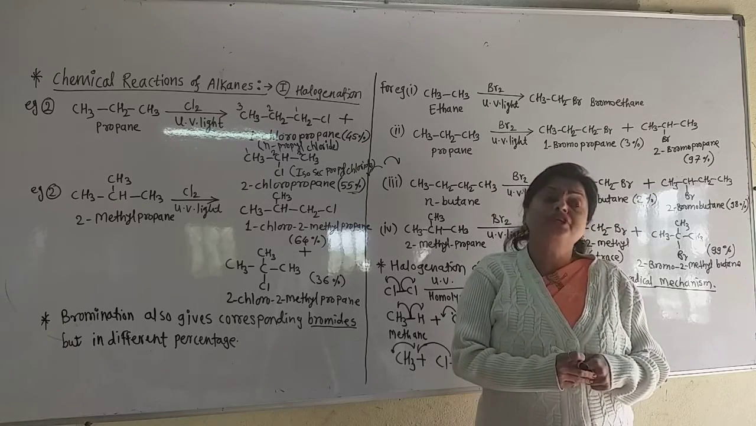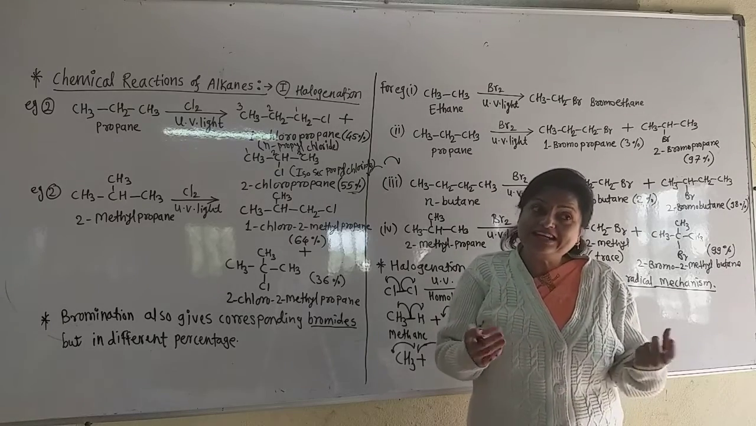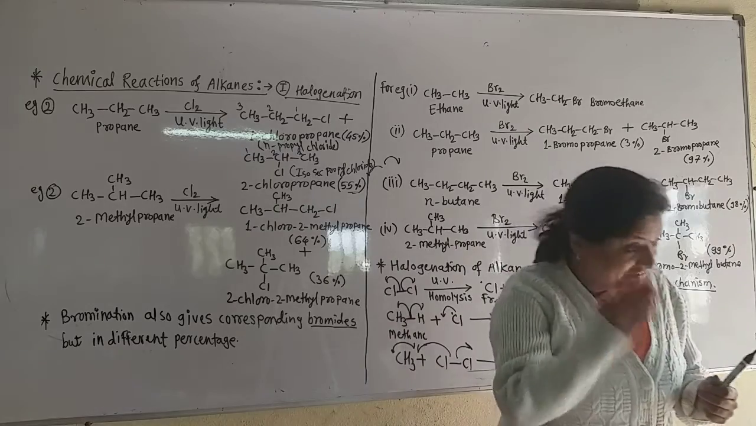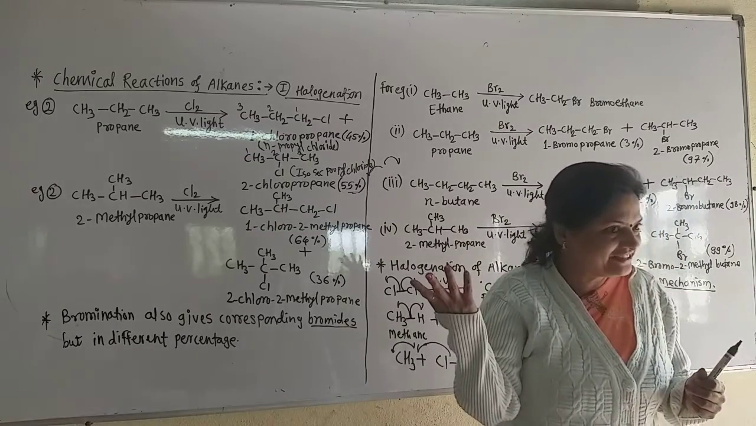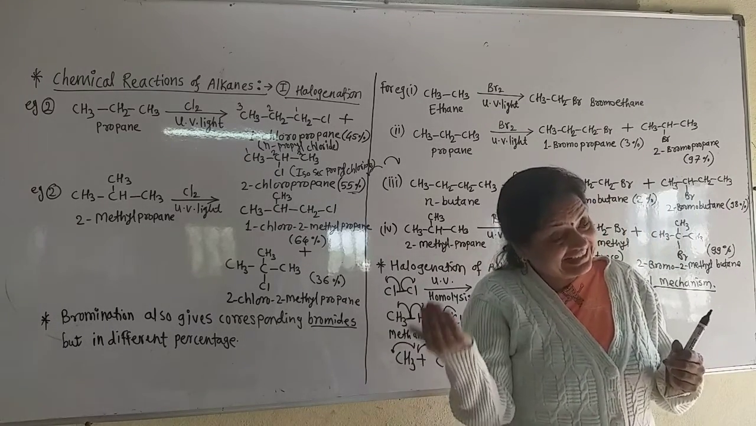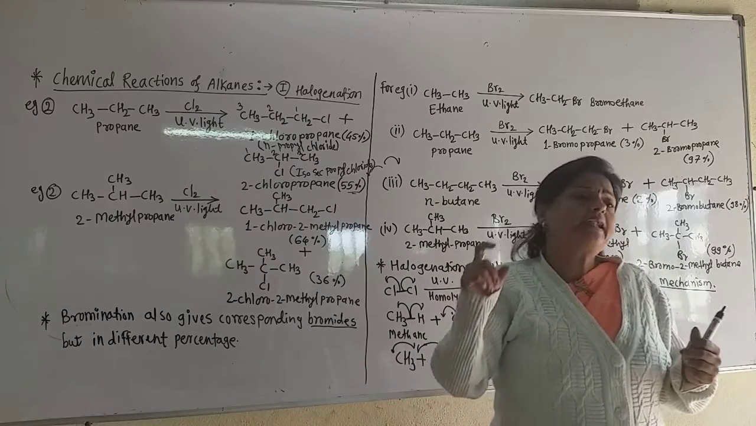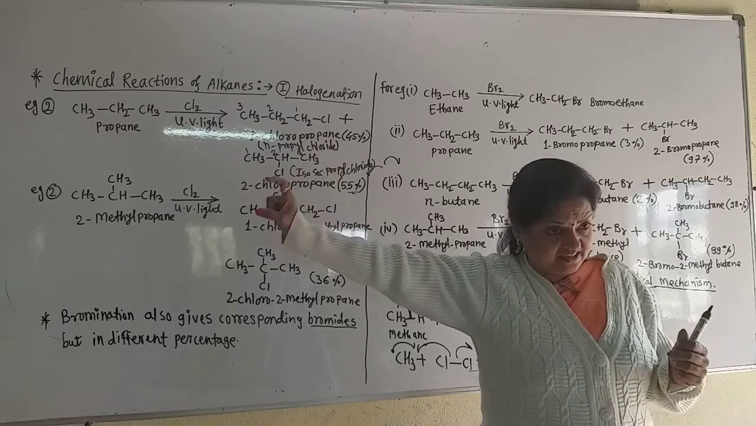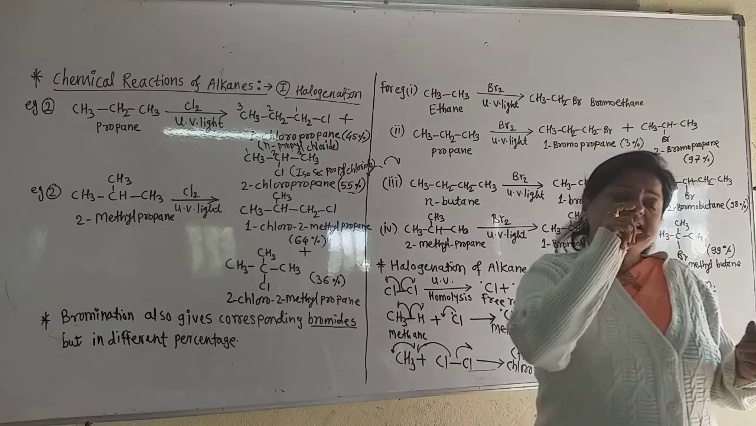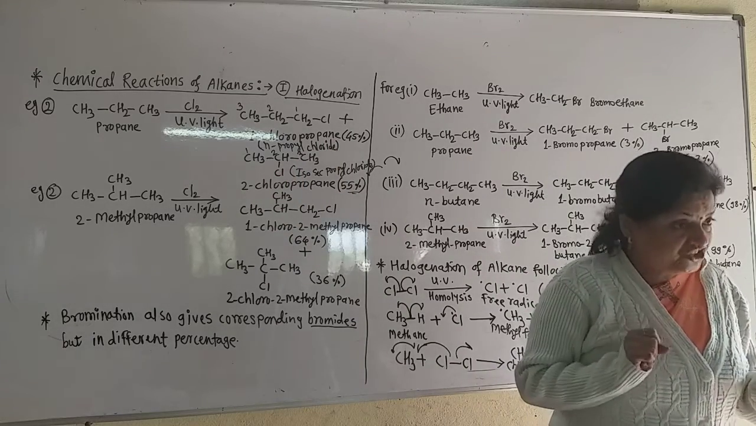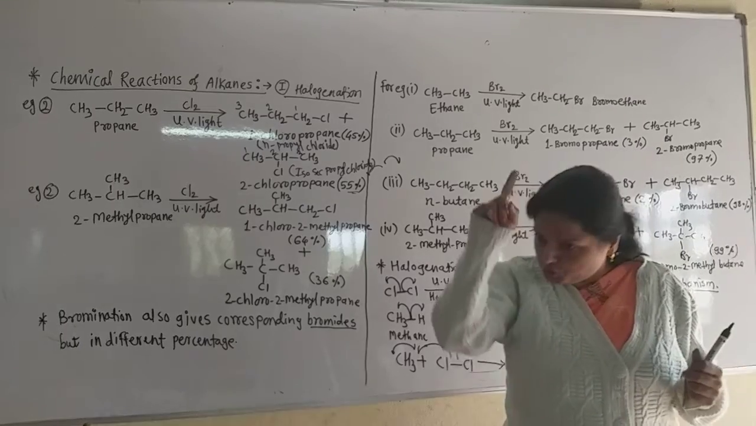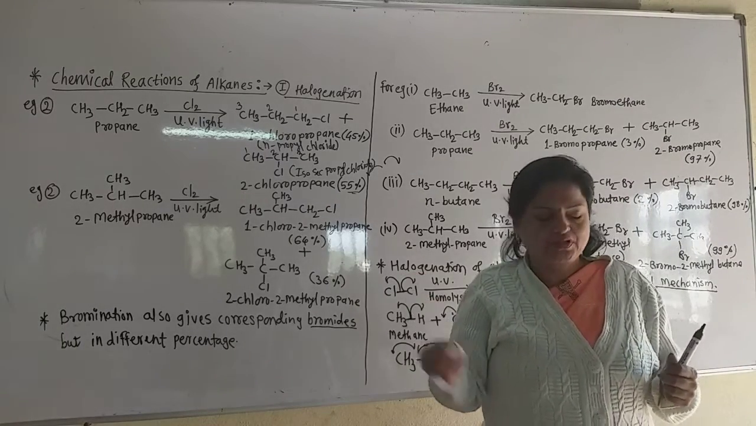As the branching increases, you know that the tertiary alkanes react very fast. We will see that order yesterday. Then the secondary alkane and then the primary alkane. Primary alkanes means straight chain alkane. Secondary alkane means only one branching. And tertiary alkane means two branchings.